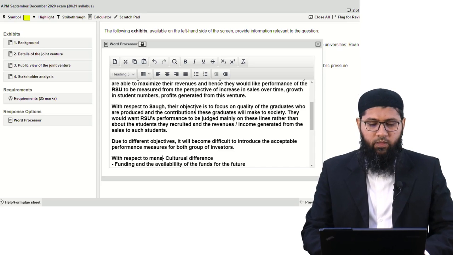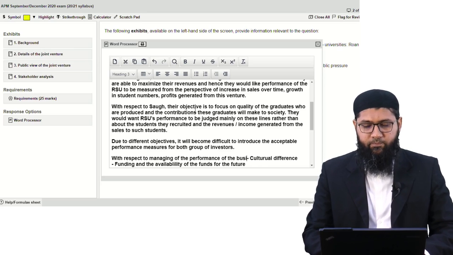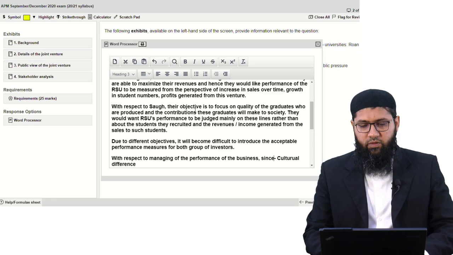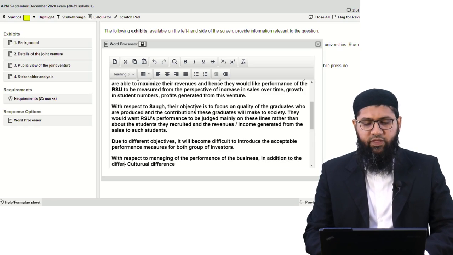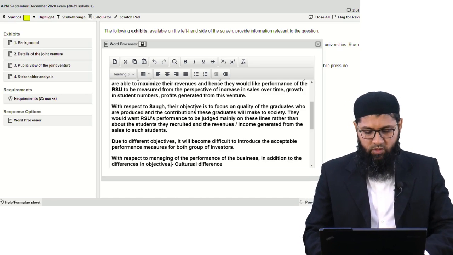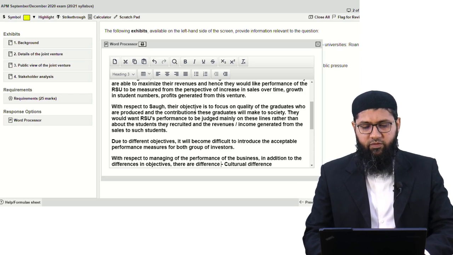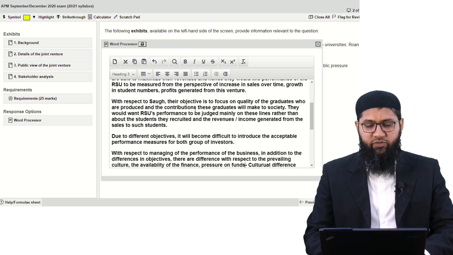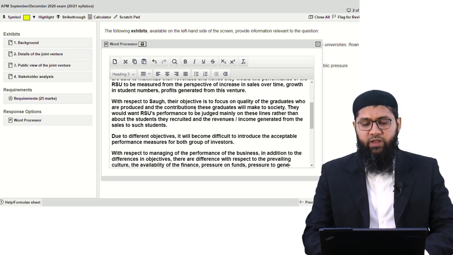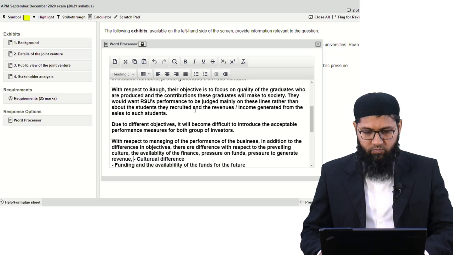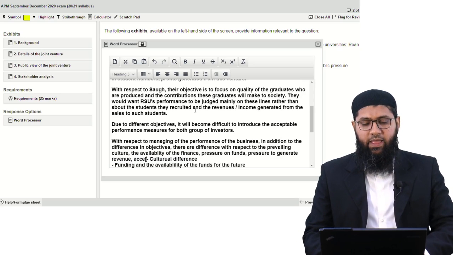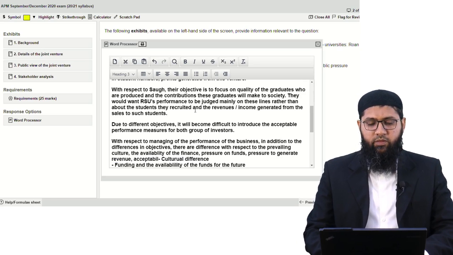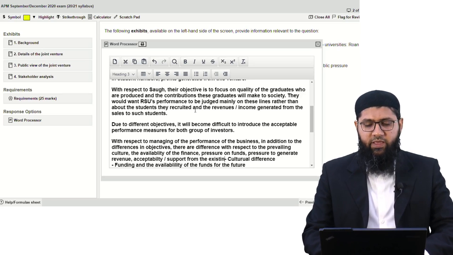With respect to managing of the performance of the business, since in addition to the differences in objectives, there are differences with respect to the prevailing culture, the availability of the finance, the pressure on funds, the pressure to generate revenue, and the acceptability and support from the existing staff in undertaking this venture.